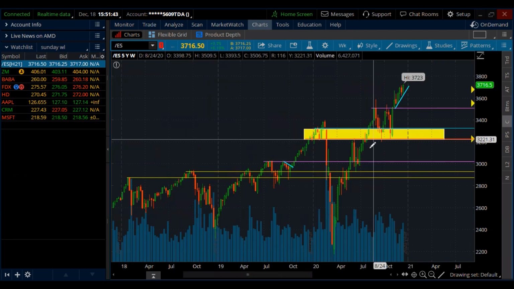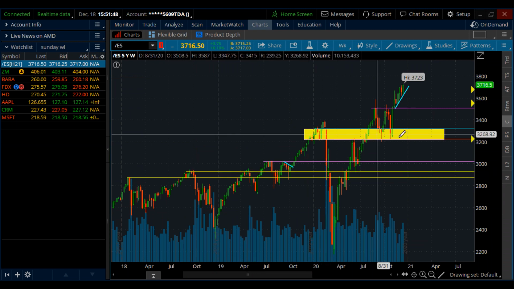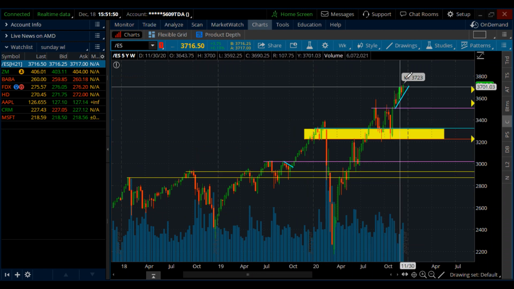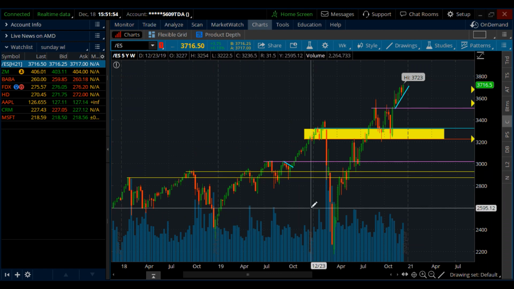The awesome part about this is that I really don't need these levels on the bottom. All I need is this demand zone right here and everything that's happening at the top. So all of this is kind of irrelevant now for me.